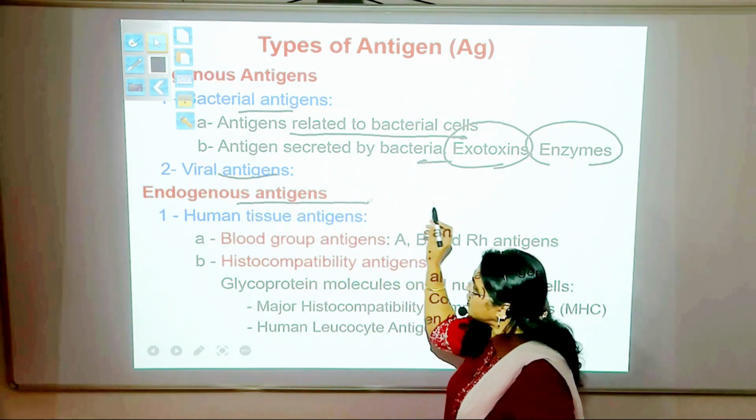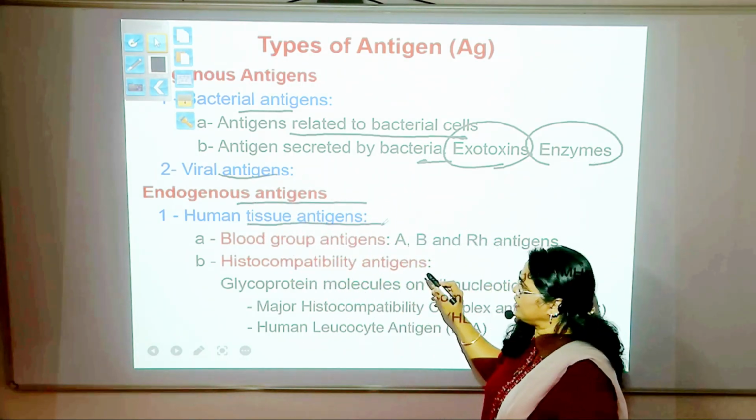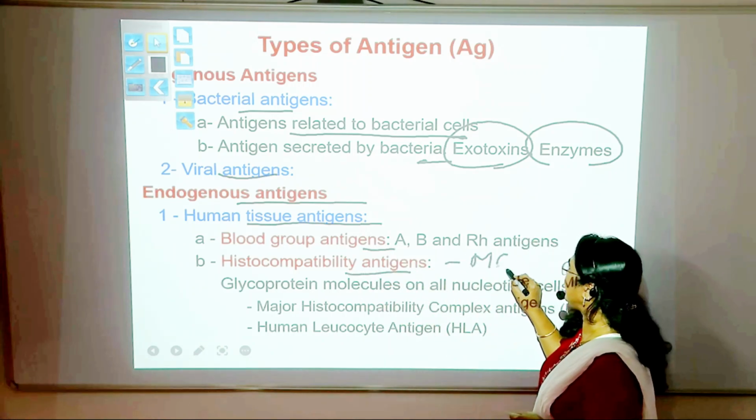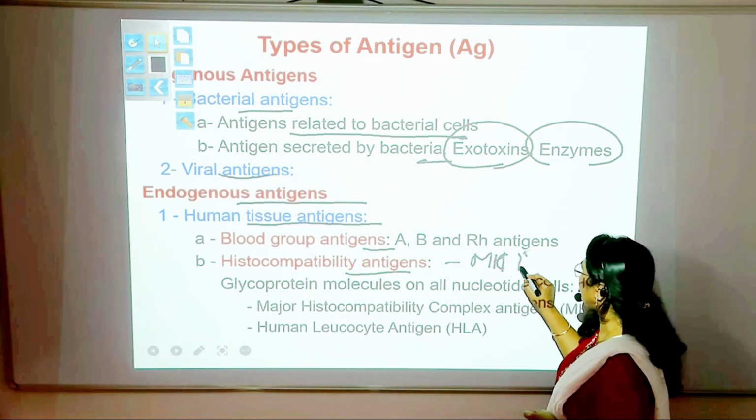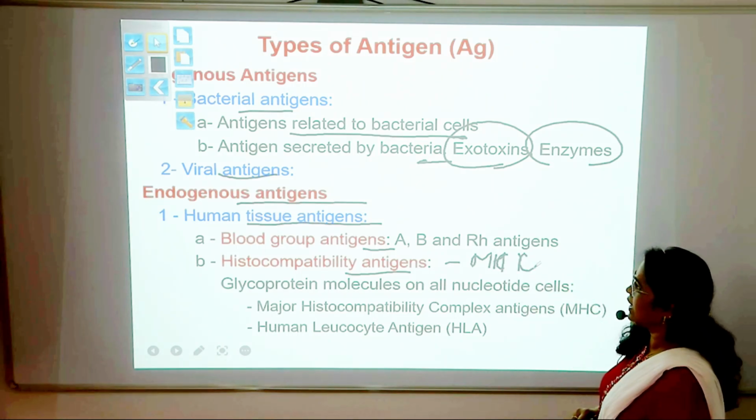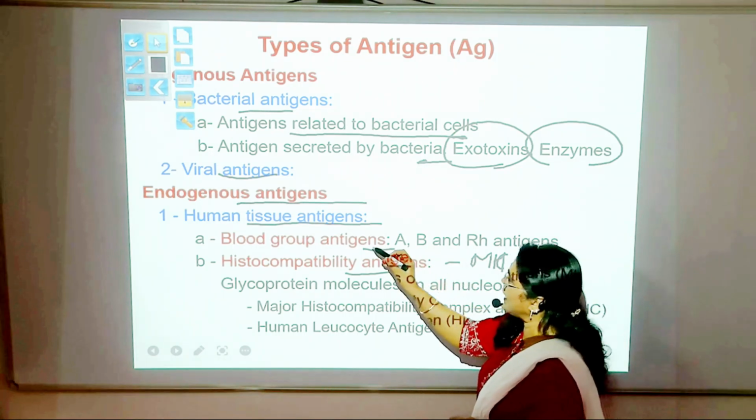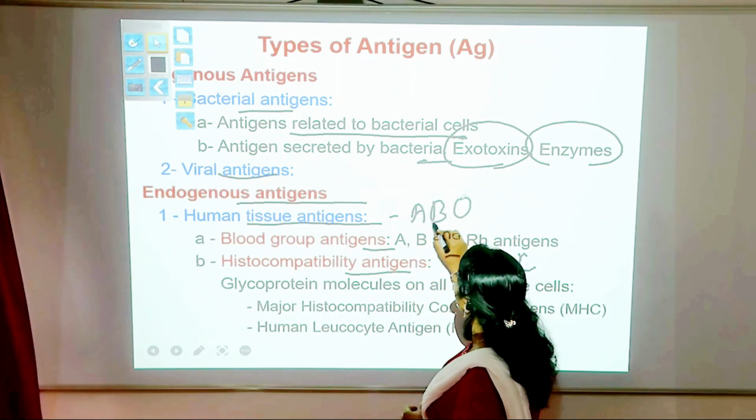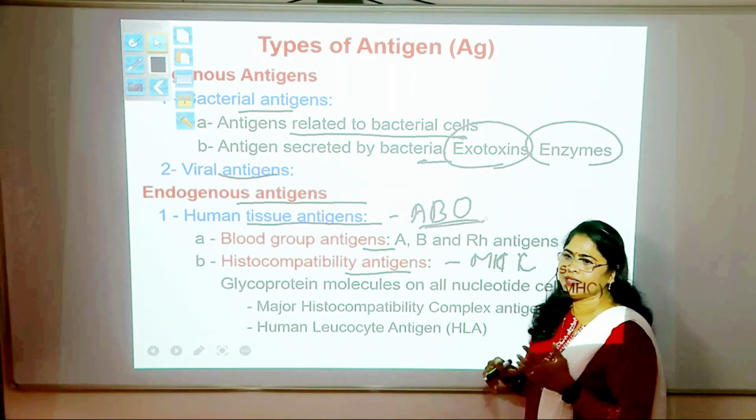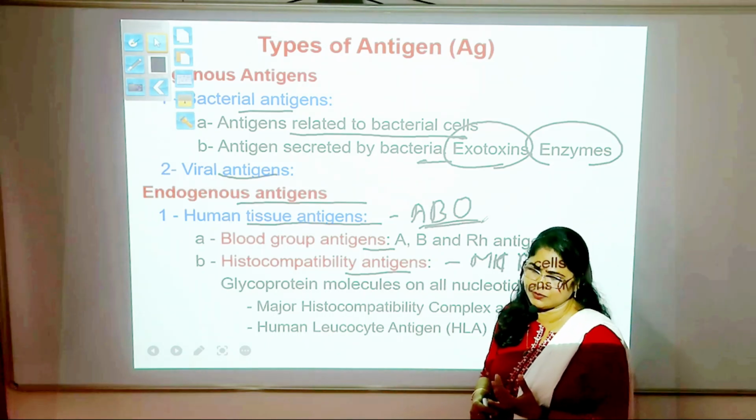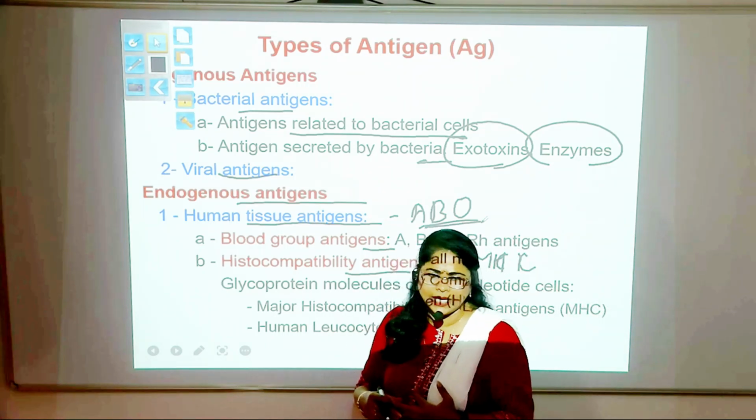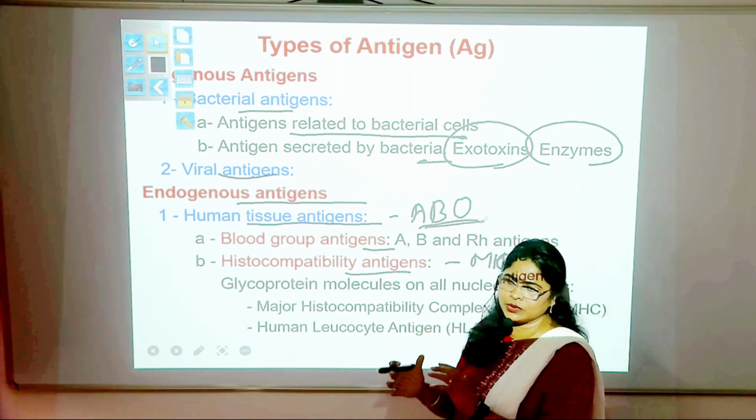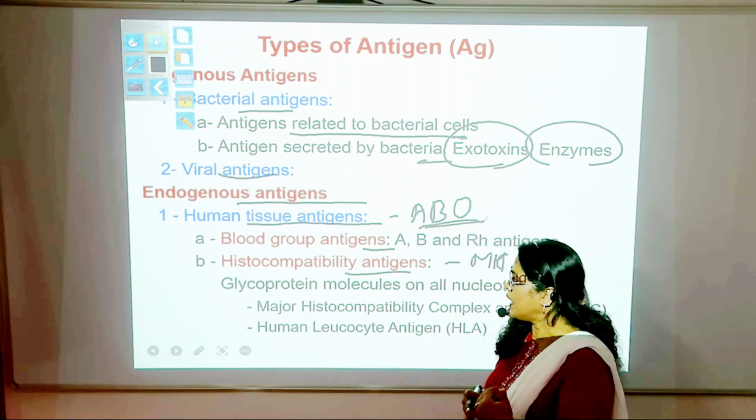In case of endogenous antigens, human tissue antigens, that is the blood group antigen and the histocompatibility antigen, that is MHC protein, can behave as an endogenous antigen. Okay, so blood group. We know that in case of the human ABO blood group, there are 4 different types: A, AB, B and O. We know that there is a major compatibility issue, that a person who is A positive cannot take blood from a B person.